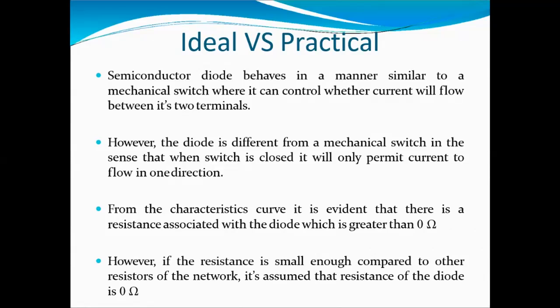However, the diode is different from a mechanical switch in the sense that when the switch is closed, it will only permit current to flow in one direction. Okay, from the characteristic curve, it is evident that there is a resistance associated with the diode which is greater than 0 ohms. However, if the resistance is small enough compared to other resistors of the network, it's assumed that the resistance of the diode is 0 ohms.